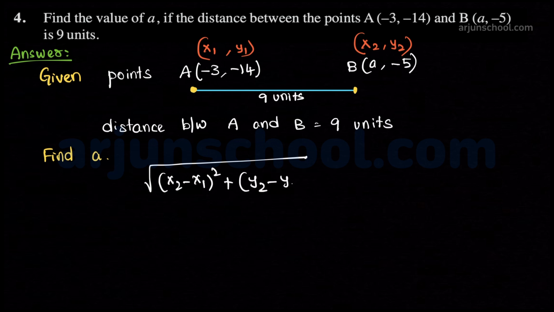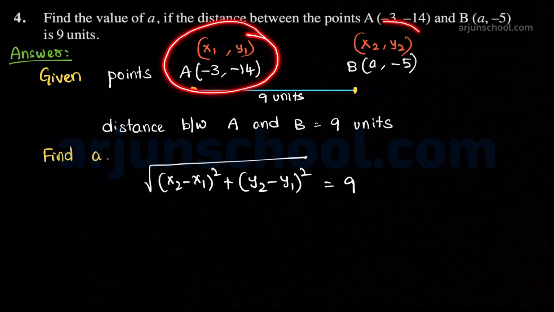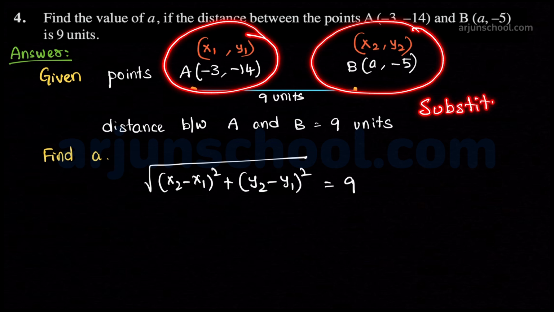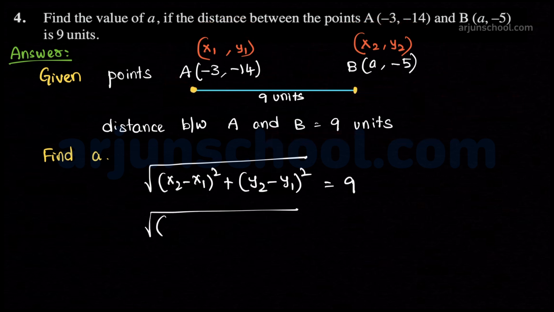Then the formula for the distance between these 2 points is root over (x2 minus x1) whole square plus (y2 minus y1) whole square, which is equal to the given distance. It is 9 units. Now let us substitute point A and point B in the distance formula. x2 is a, minus x1 which is -3, whole square, plus y2 which is -5, minus y1 which is -14, whole square, which is equal to 9.